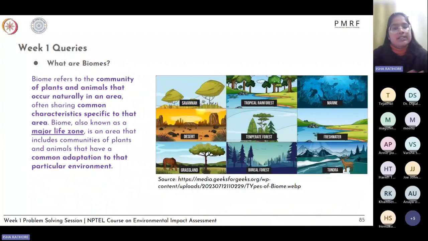So what are biomes? We discussed biomes again in the land module.